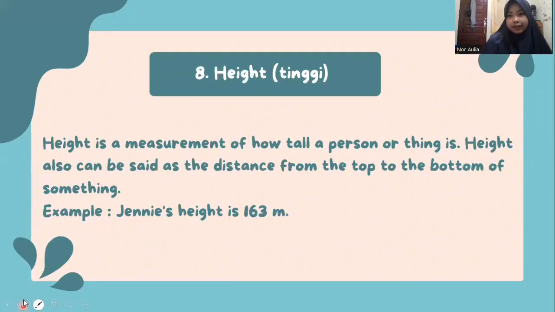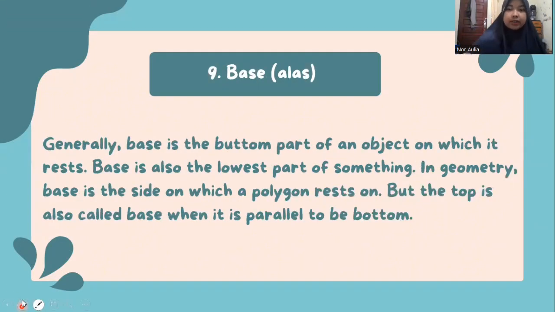Number 8 is height, or in bahasa we can say tinggi. The definition: height is a measurement of how tall a person or thing is. Height can also be said as the distance from the top to the bottom of something. For example, Jenny's height is 163 centimeters.